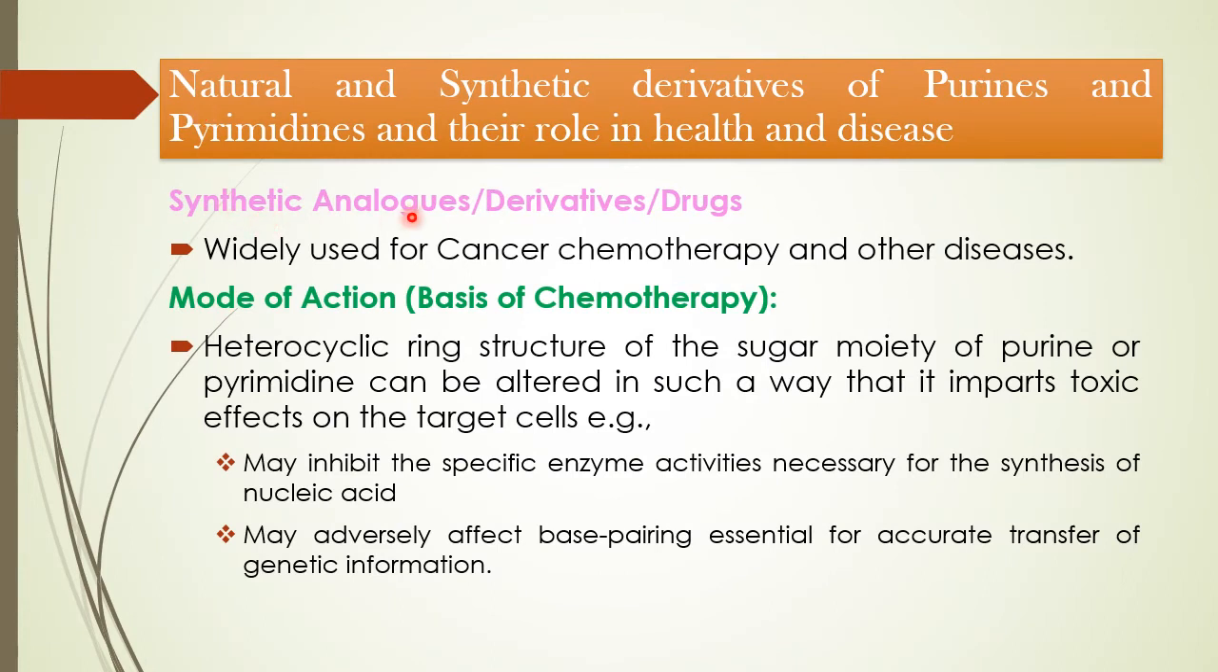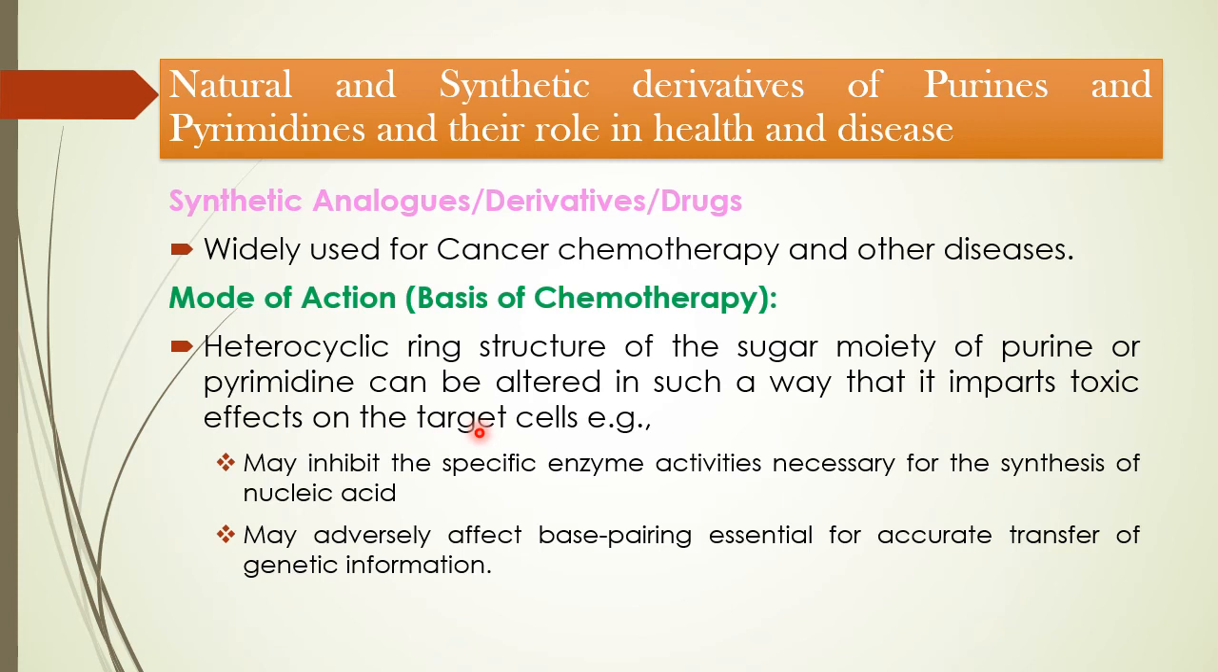Synthetic or man-made analogues, derivatives or drugs. These are widely used for treating cancer and some other infectious diseases. Now what is their underlying mode of action? Basically, we take natural purine or pyrimidine and we alter its ring structure or the sugar moiety. And it is modified in such a way that now it can induce toxic effects on the target cells.